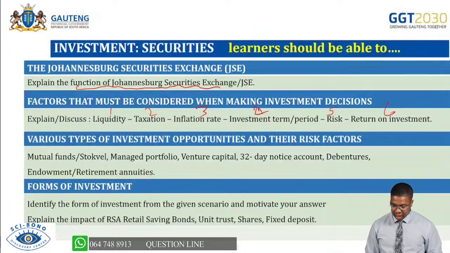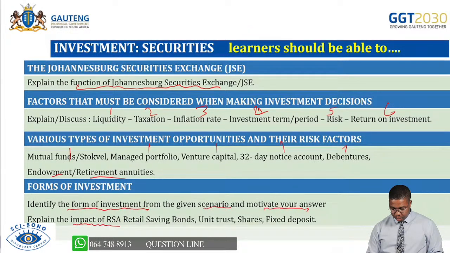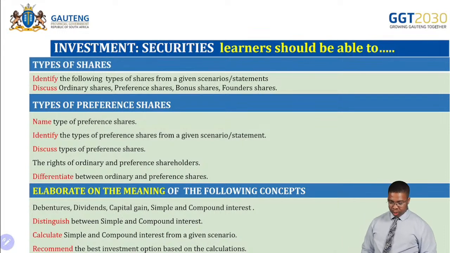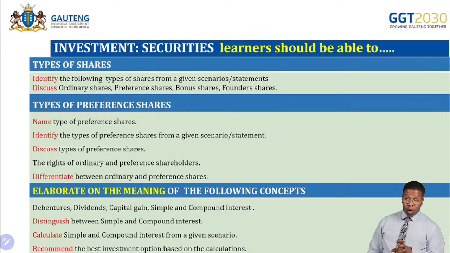Furthermore, you should know various types of investment opportunities and their risk. Therefore, you should know mutual funds, managed portfolio, venture capital, 32 days notice account, debenture, endowment or retirement annuity. So this is what is covered under your investment security. Furthermore, you should know how to identify the forms of investment from a given scenario and motivate your answer. So you should be in a position to explain the impact of RSA retail savings bond, unit trust, shares together with fixed deposit.